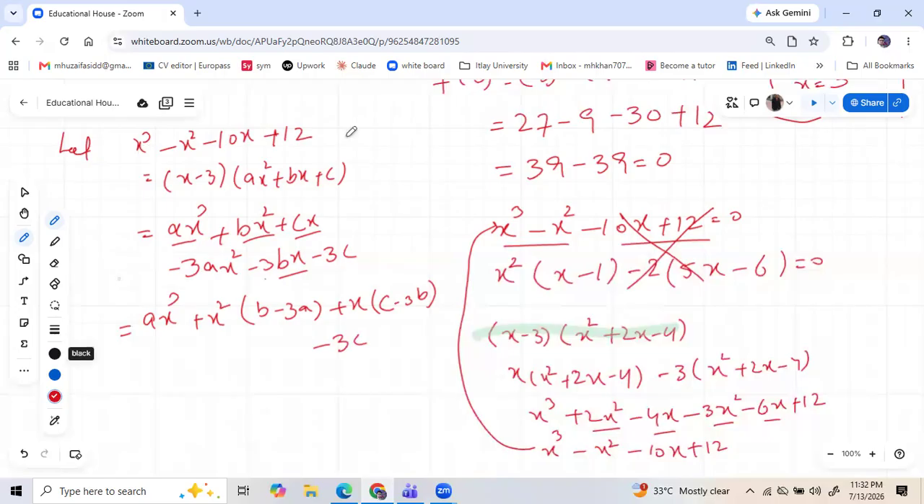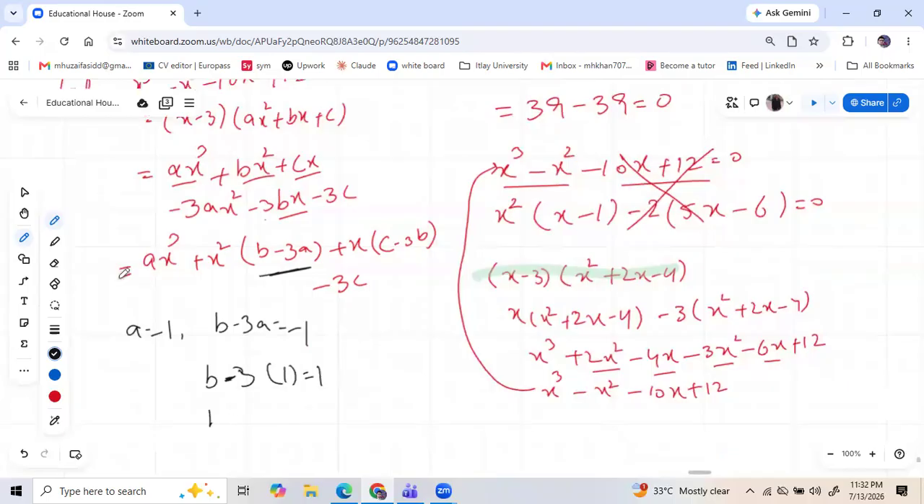On comparing with this equation, we are getting a is equal to 1, and b minus 3a is equal to minus 1, so b minus 3 into 1 is equal to minus 1. So this gives us b minus 3 is equal to 1. So this gives us 1 plus 3. So this is b is equal to 4. Got it? Yes.